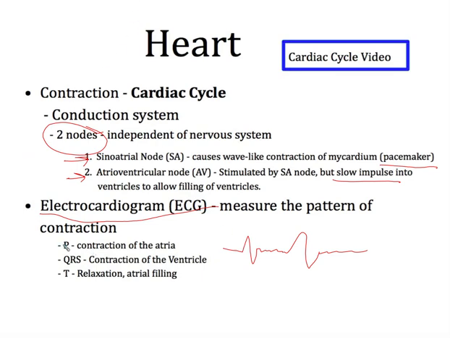One is called the P. It's got a P wave, a QRS complex, and the T wave. We're going to talk about this shortly. But the P involves contraction of the atria. The QRS complex is your contraction of the ventricles. And then T is your relaxation, your refilling portion.